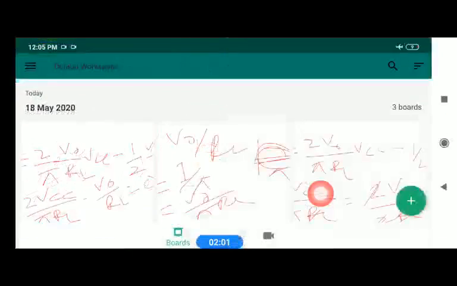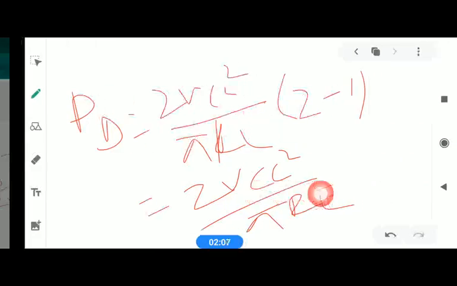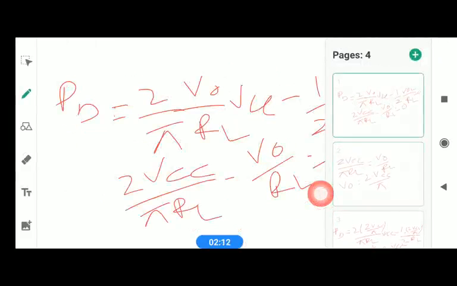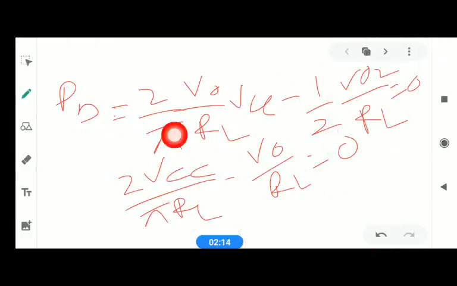So we will see this on our digital board. So here, let's see. What you see, PD is given as 2 V0 by pi RL into VCC minus half of V0 square by RL, which we equate to 0. Then you differentiate this. If you differentiate V0 with respect to V0 here, V0 becomes 1 and the remaining are all constants. So therefore here you will get 2 VCC by pi RL in this term.